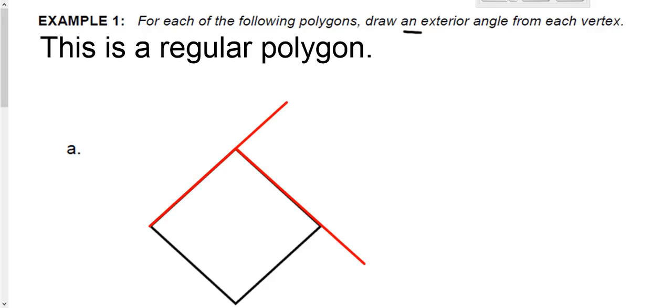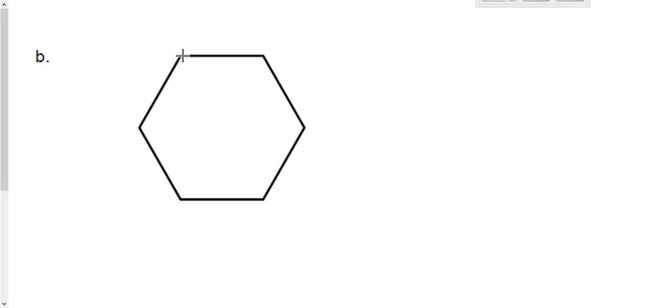So you can do the B one also. Start at a vertex, go across the side and extend it out. Here's the exterior angle right here, and so forth. You could keep doing it. Here's another one right here, and so forth. You could get all of them if you wanted to.